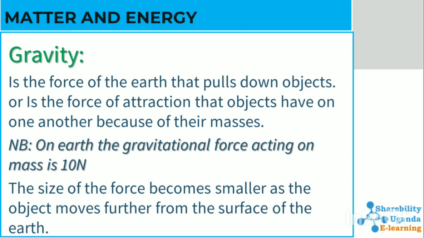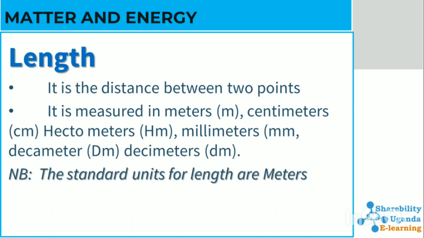Gravity is the force of the earth that pulls down objects. For example, if you throw a stone in the air and then it comes back on the ground, that force that drags it back to the ground is what we define as gravity, the force of the earth that pulls down objects. On earth, the gravitational force acting on mass is 10 newtons per kilogram. The size of the force becomes smaller as the object moves further from the surface of the earth.